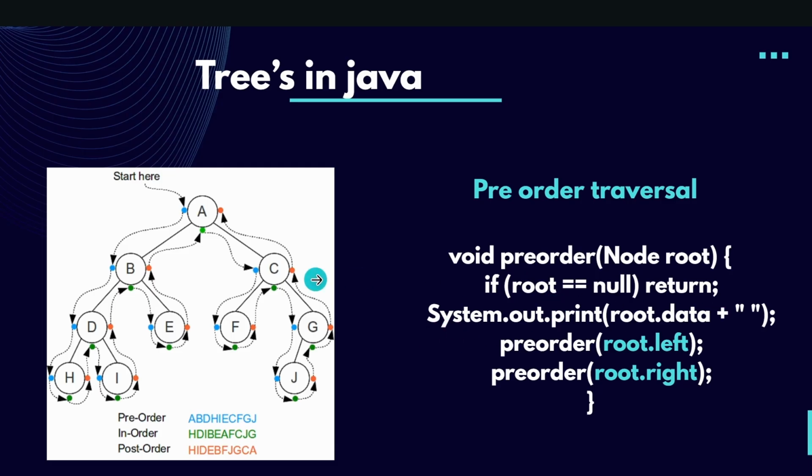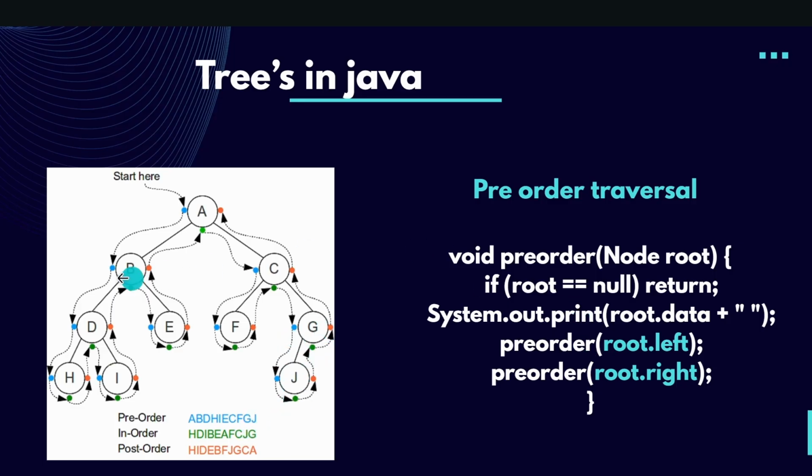We first print the data because we are at point A. You can see the blue dot. Blue dot means print, like System.out.println. Pre means print. So A, B, D is printing. Next H is printed. Whenever you see a blue dot, print that. Blue dot at I, print that. Next comes E, blue dot, print that. In this fashion we come to the blue dots on C and F, print C, F. Then you can see the blue dots on G and J, and you print G and J.